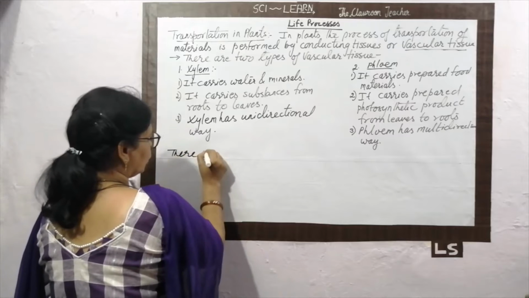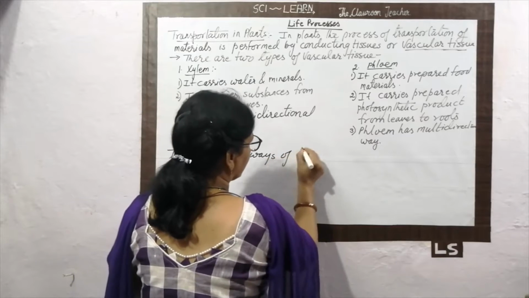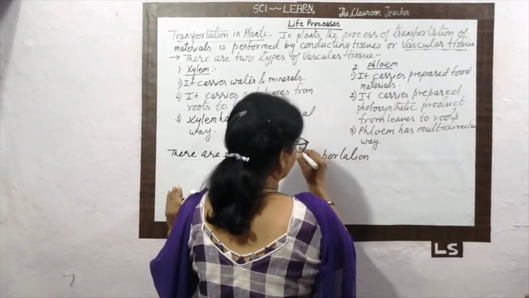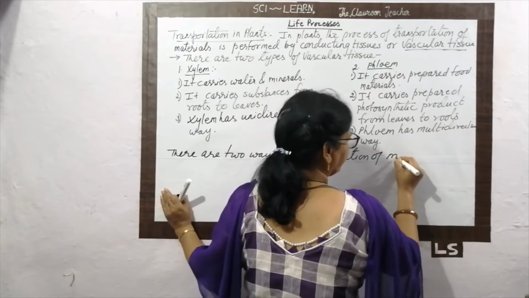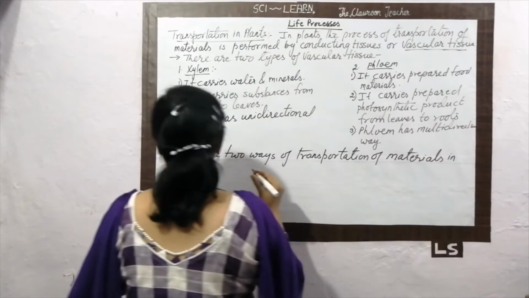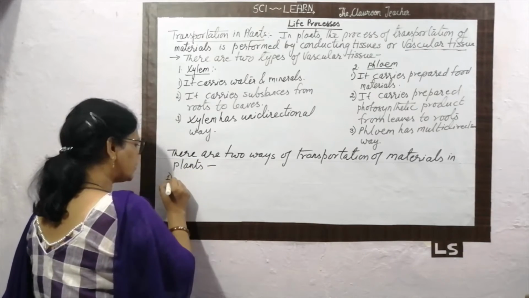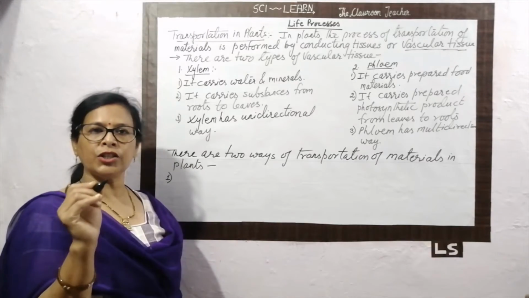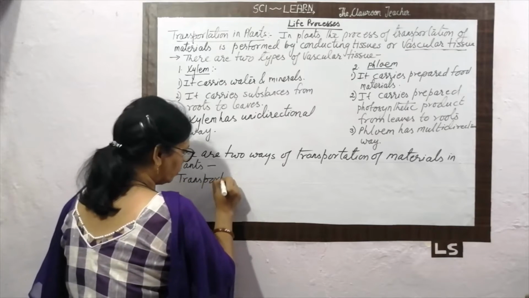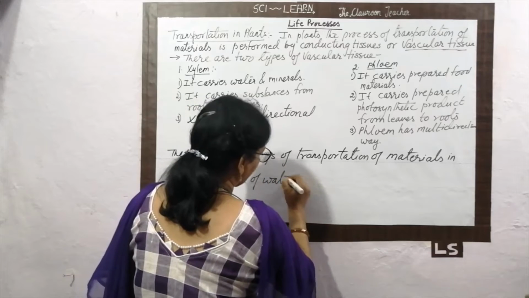There are 2 ways of transportation of materials in plants. Now what is the first? First is the transportation of water and minerals.